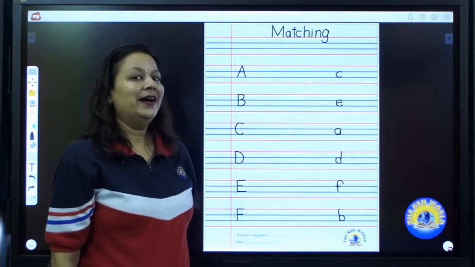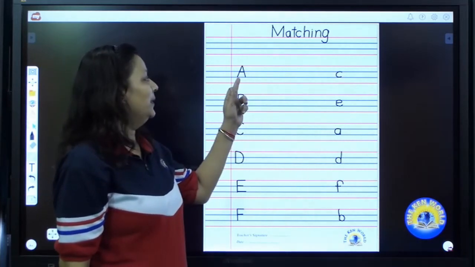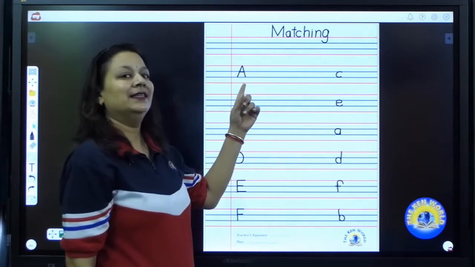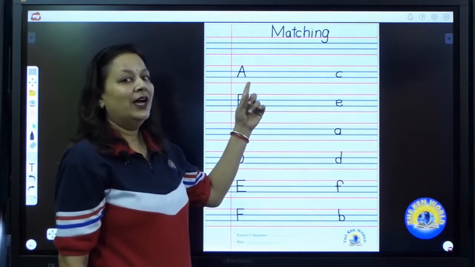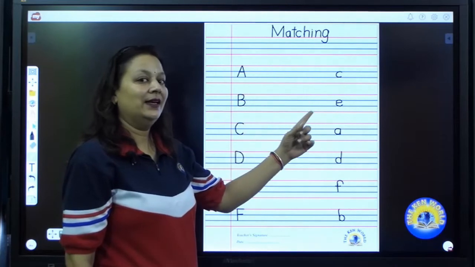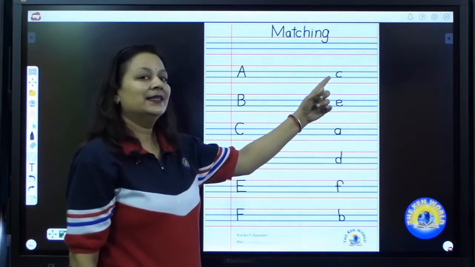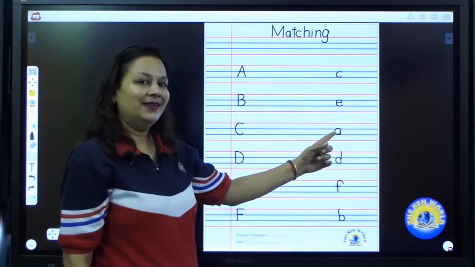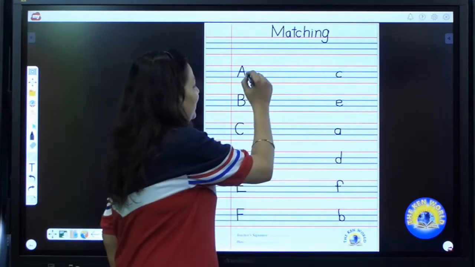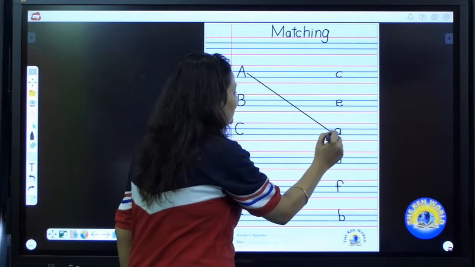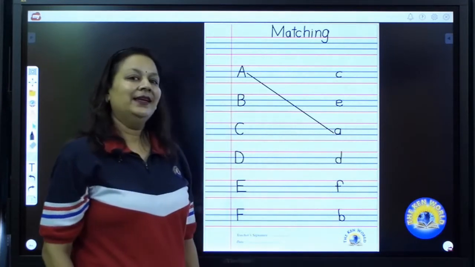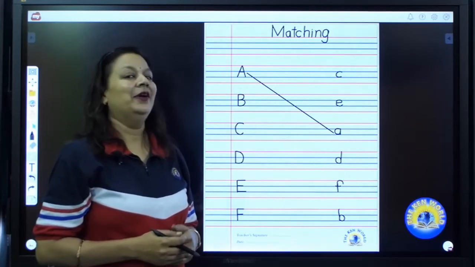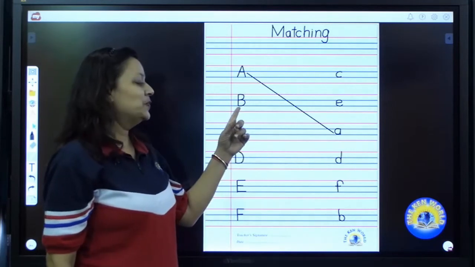Now are you ready for the activity? We have to match the uppercase letters with the same lowercase letters. So which letter is this? Uppercase A. So we have to match it with the lowercase a. Spot out where is lowercase a. Is this A? No. Is this A? No. Is this A? Yes. So we will match the uppercase letter with the lowercase letter. A. Now it's your turn to match. Done? Very good, kiddos.